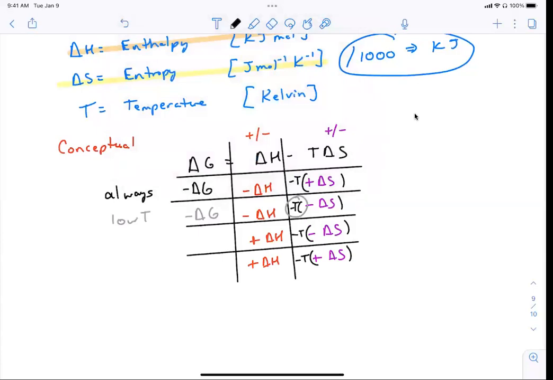In this third combination, okay, delta H is positive and negative T times negative S is a positive value as well. So it's a positive plus a positive. So is it ever spontaneous? No. So this is never spontaneous, because you're going to get a positive delta G always, no matter what. Wait, what?